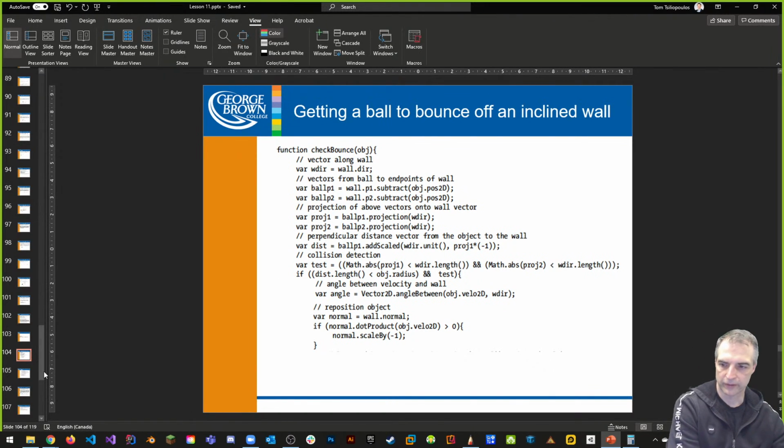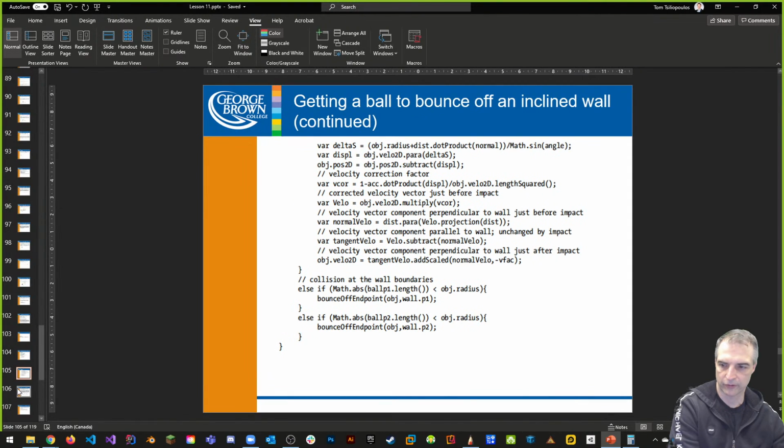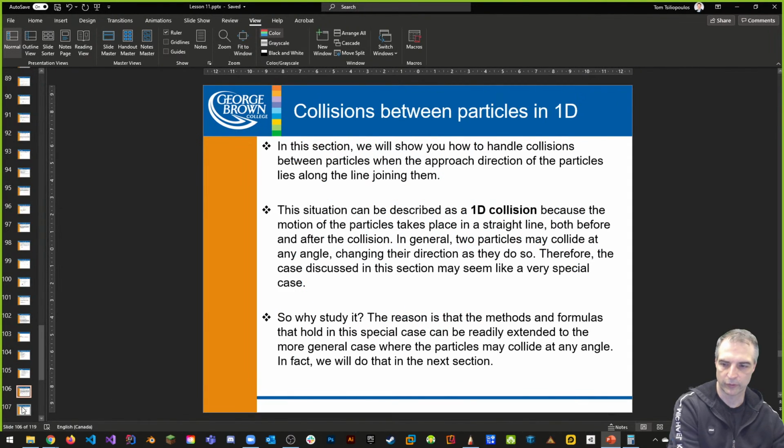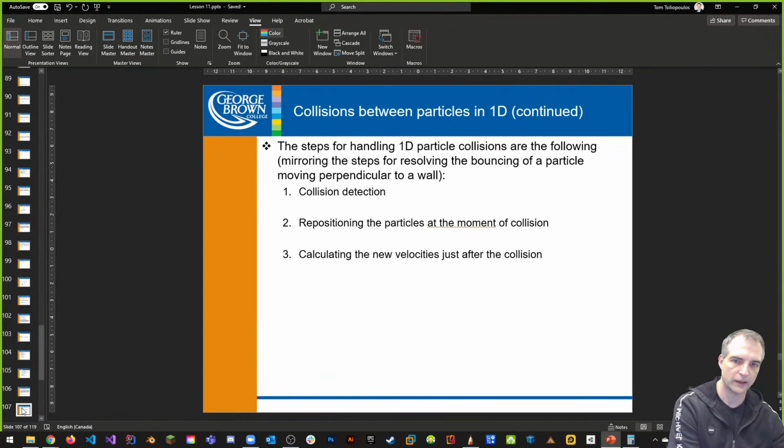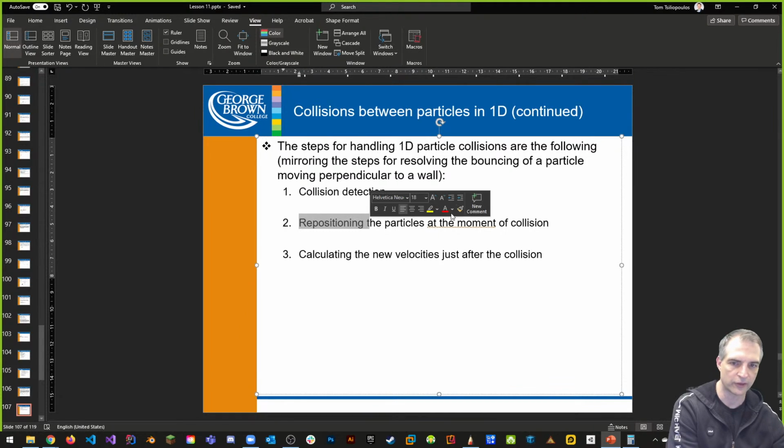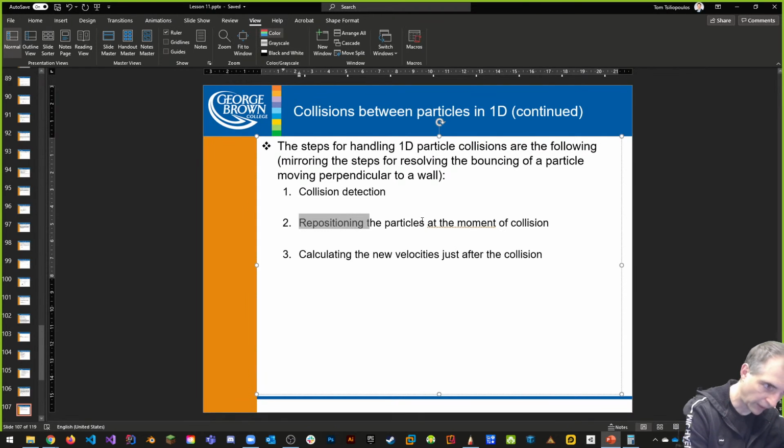All right, summary. Let's talk about what we talked about before. Here are the steps: detect collision, reposition the ball, calculate the new velocities just after the collision. Those are the 3 steps we have to make. But this part is forgotten or not even thought about by beginners, and this is why we're talking about collision response right here. Okay, that's it.